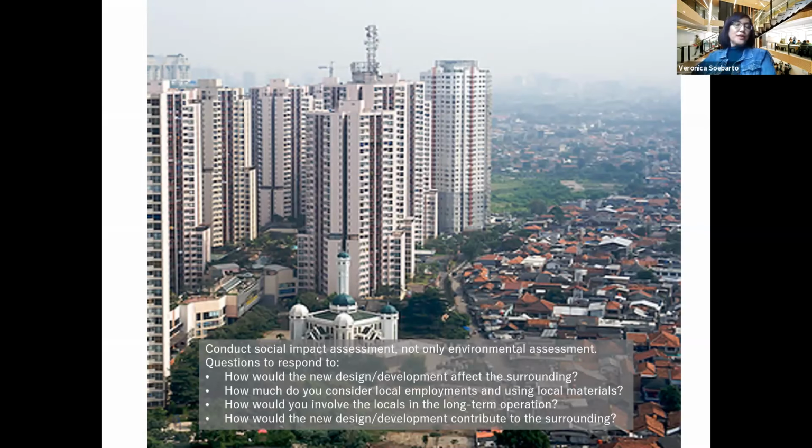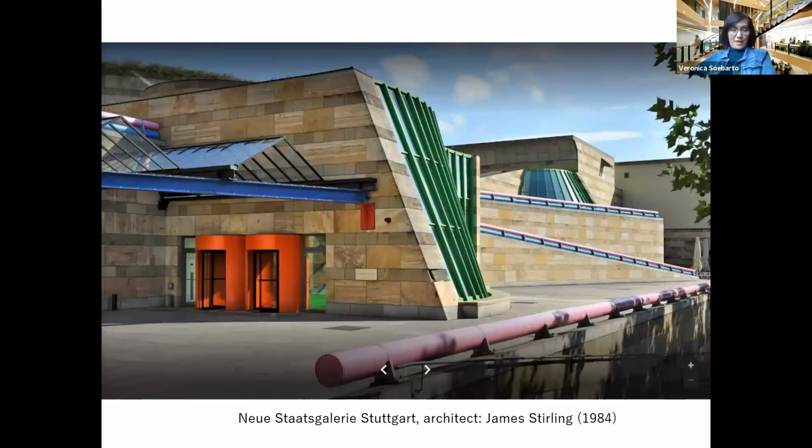And once again, how would the design actually contribute to the surrounding, not just affect the surrounding, but add value to the surrounding? This is an old design, an old building, finished in 1984, before most of you were born, but it's one of my favorite buildings in terms of the social aspect of architecture. Although at the time it wasn't done in the context of social sustainability as we call it now, I think what they did then was addressing social sustainability.